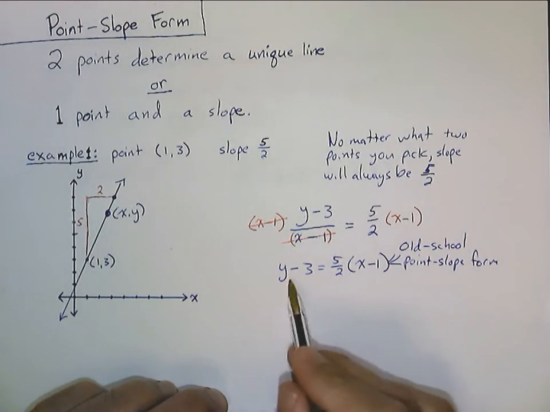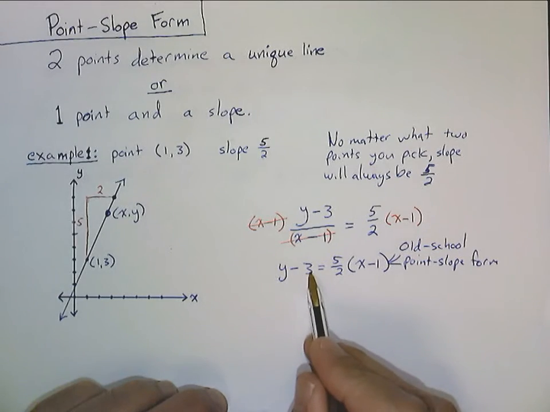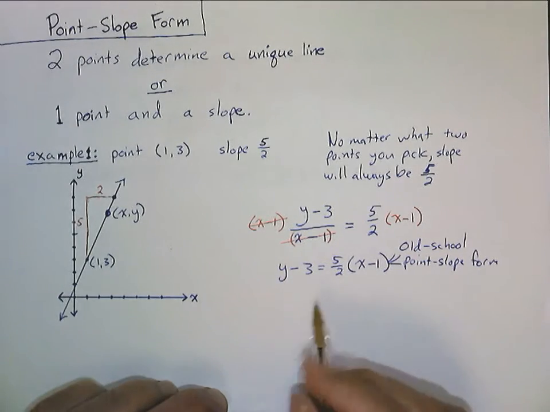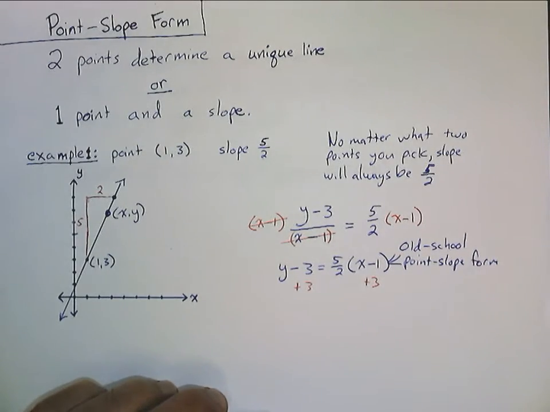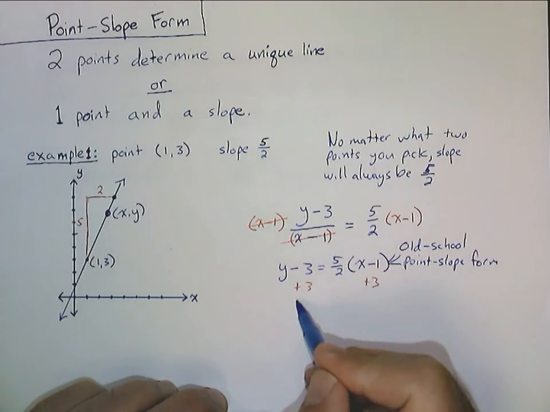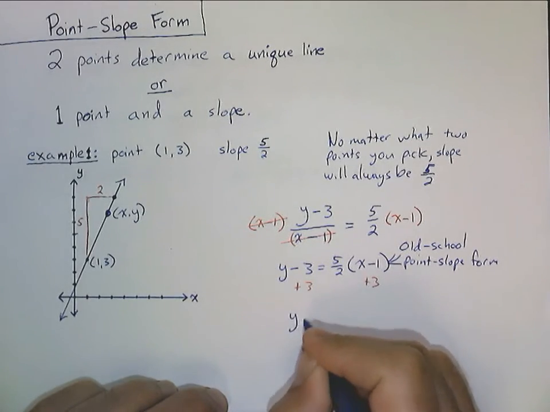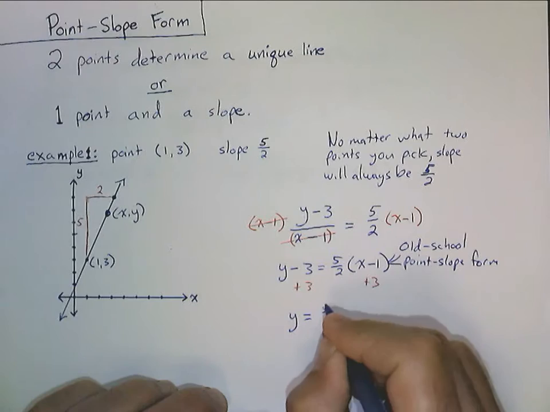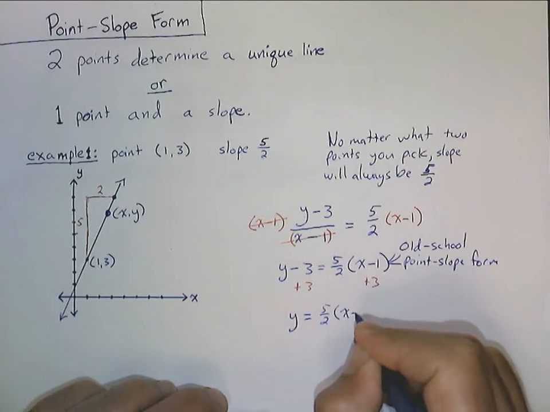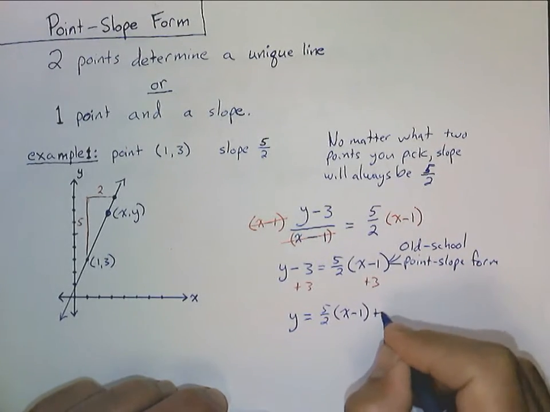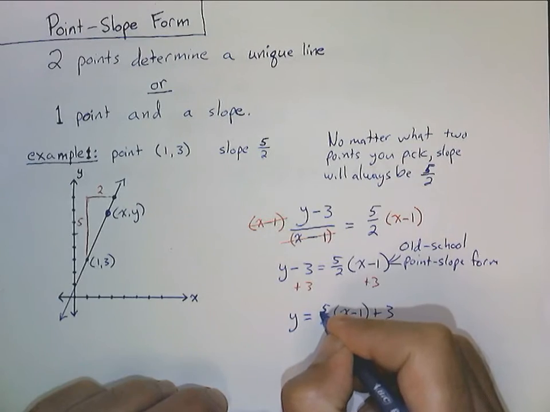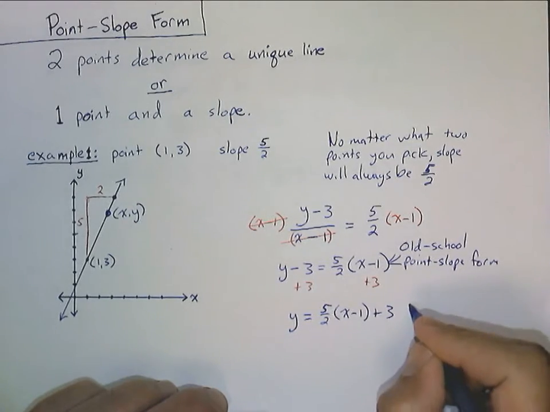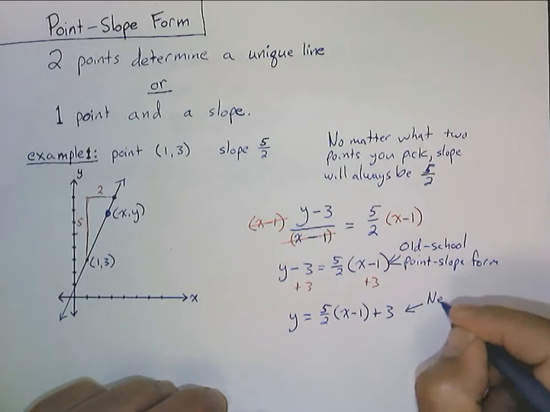Or, since we can't plug this into the calculator, since we have y minus 3 over here, we need to get y all by itself. What we might do is just add 3 to both sides. Of course, this would cancel out over here, and we just end up with y is equal to 5/2 times x minus 1, plus 3. And now we have y all by itself. We can punch this into our calculator and graph it, and that's all fine and good. This we might call new school point-slope form.